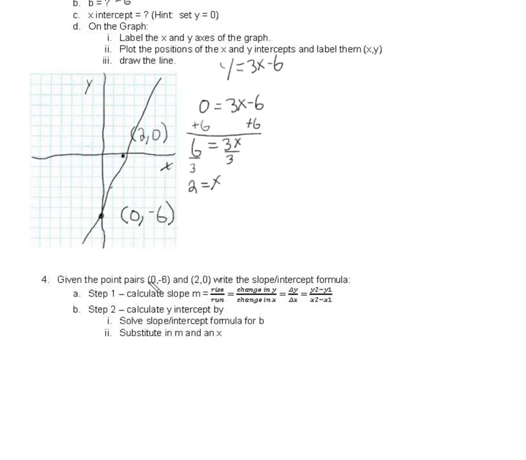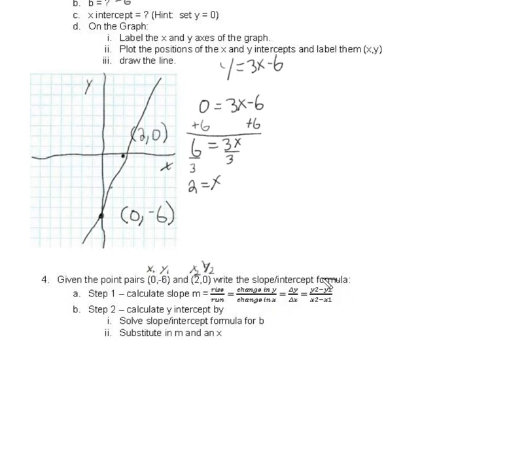So first of all, the order: this was the first point pair, this is the second point pair, and you've got to leave them in that order. This was the first x, so I'm going to call this x1, and this was the first y, I'm going to call that y1, and this is x2, and this is y2. 0 is y2, 2 is x2, negative 6 is y1, x1 is 0. Why is that important?